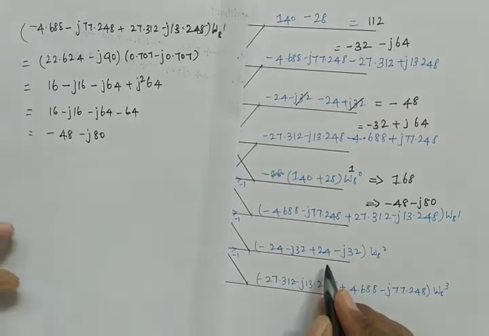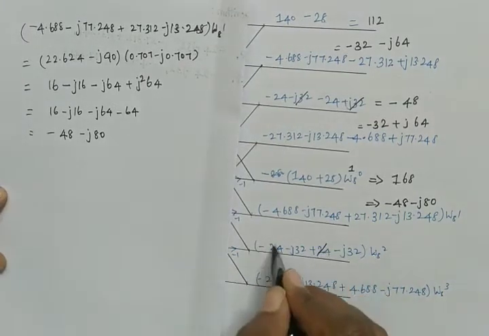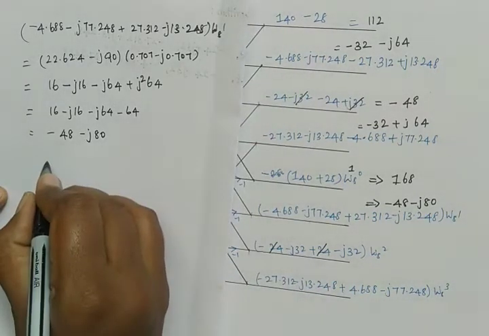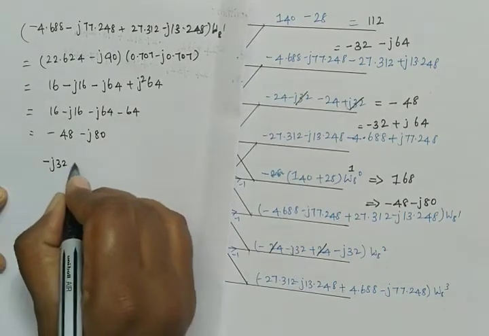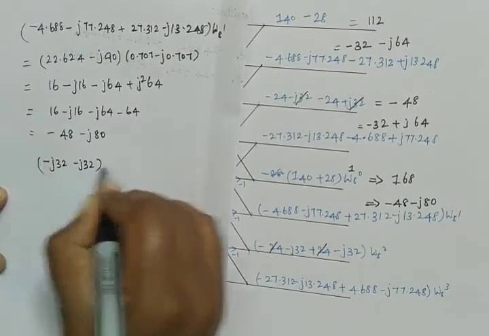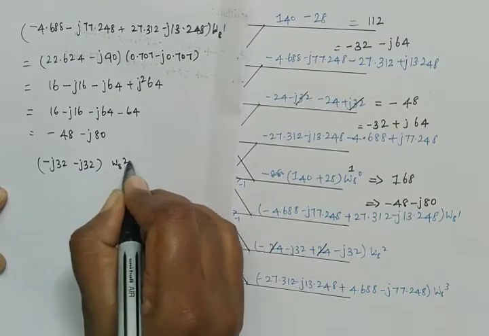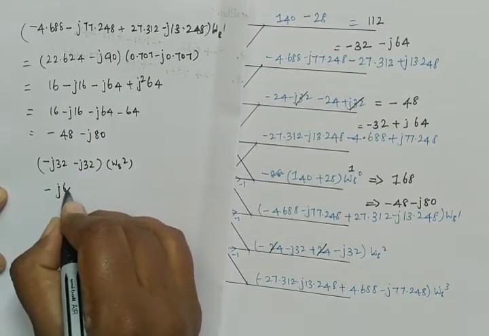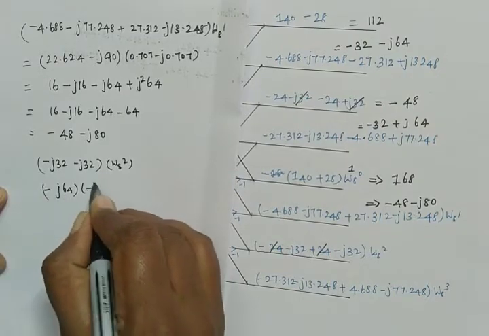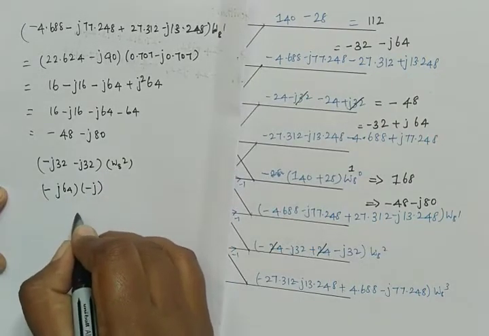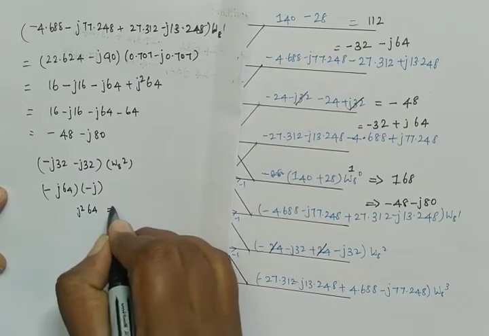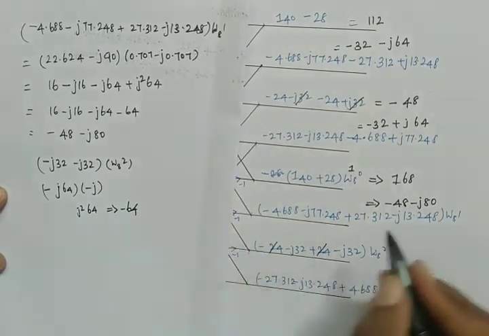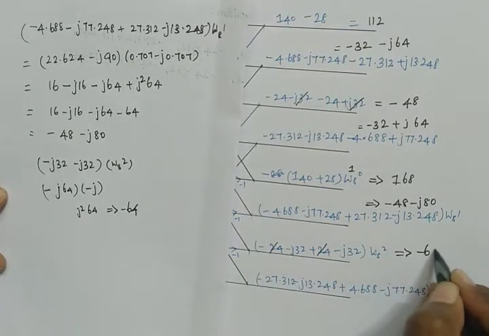Then next one, here we have plus 24 minus 24 cancels. So we have minus j 32 minus j 32 into W8 power 2. So what is this W8 power 2? That is minus j. 64 into minus j, so minus into minus plus j square 64, which will be equal to minus 64. So here the answer is minus 64.